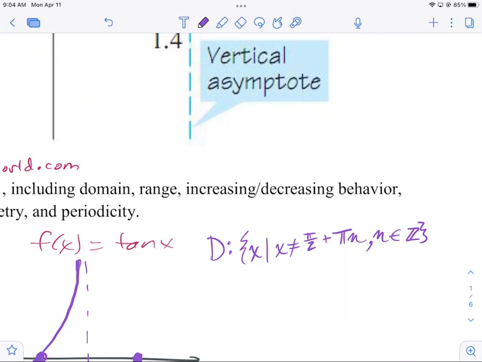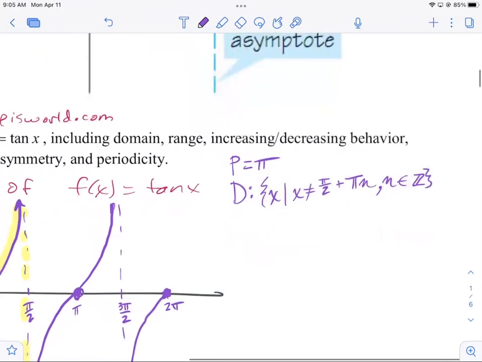Okay. Now that brings us to the period. The period, of course, is pi, whereas sine and cosine was 2 pi. So tangent has 2 complete cycles as we go once around the unit circle. Pretty important. All right. What's the range?